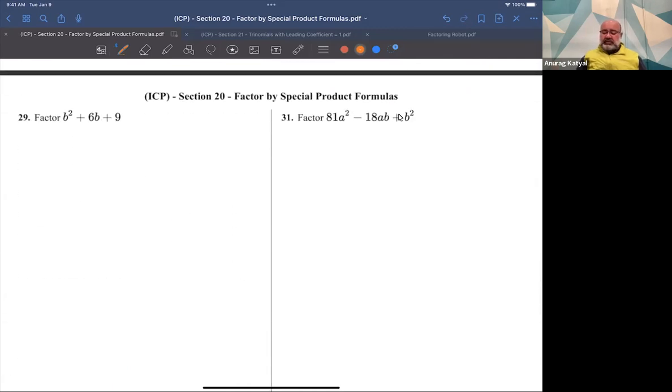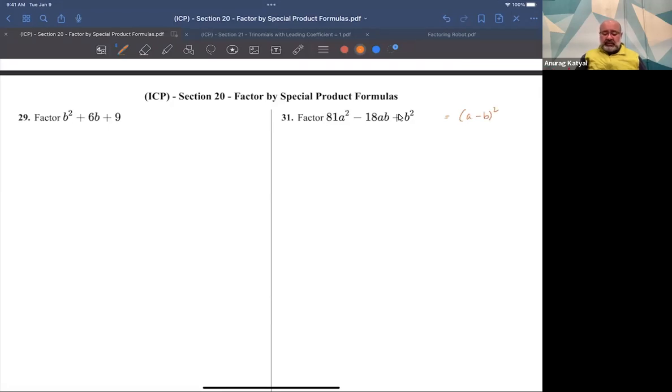Let's look at 31 just because the numbers look a little angrier. Here we have a coefficient of 1, so no numbers can be the GCF. This term doesn't have an A, so I can't factor an A out. This term doesn't have a B, so I can't factor a B out, so no GCF. Then we ask ourselves how many terms? Well, we have 3 terms. With 3 terms, can I use one of the formulas? I look at the signs. I have a plus and then a minus and then a plus. So I'm guessing this could potentially turn out to be the A minus B squared formula.